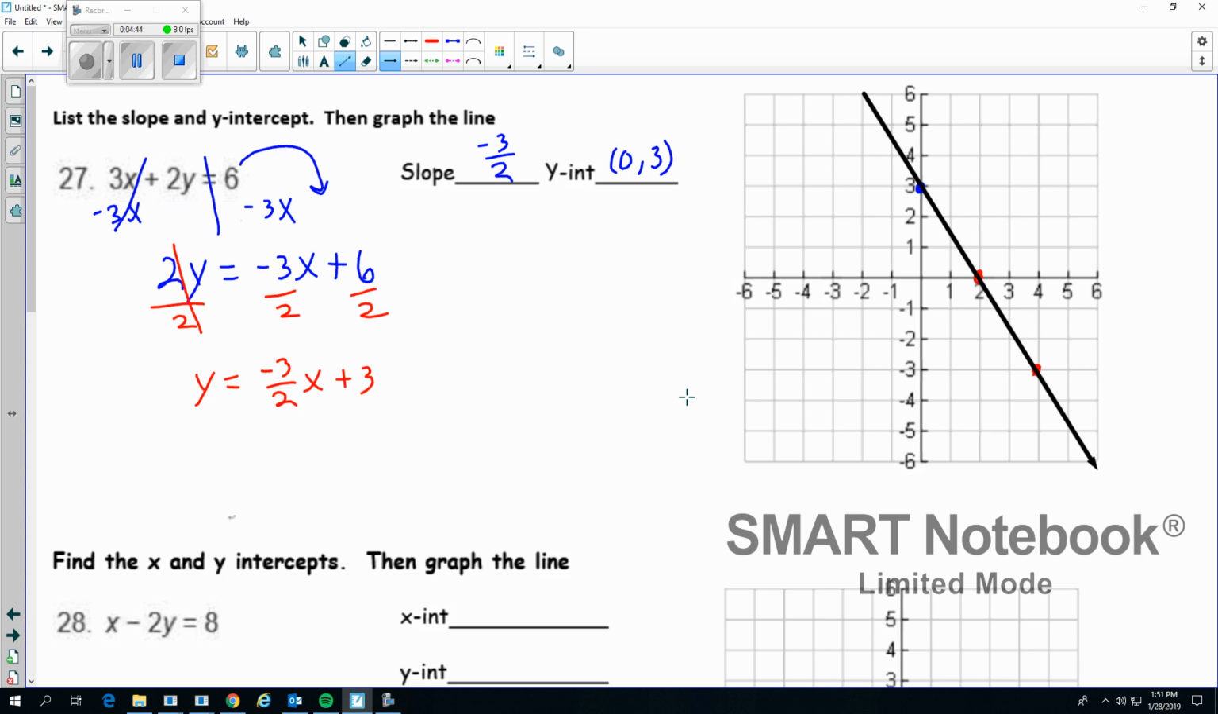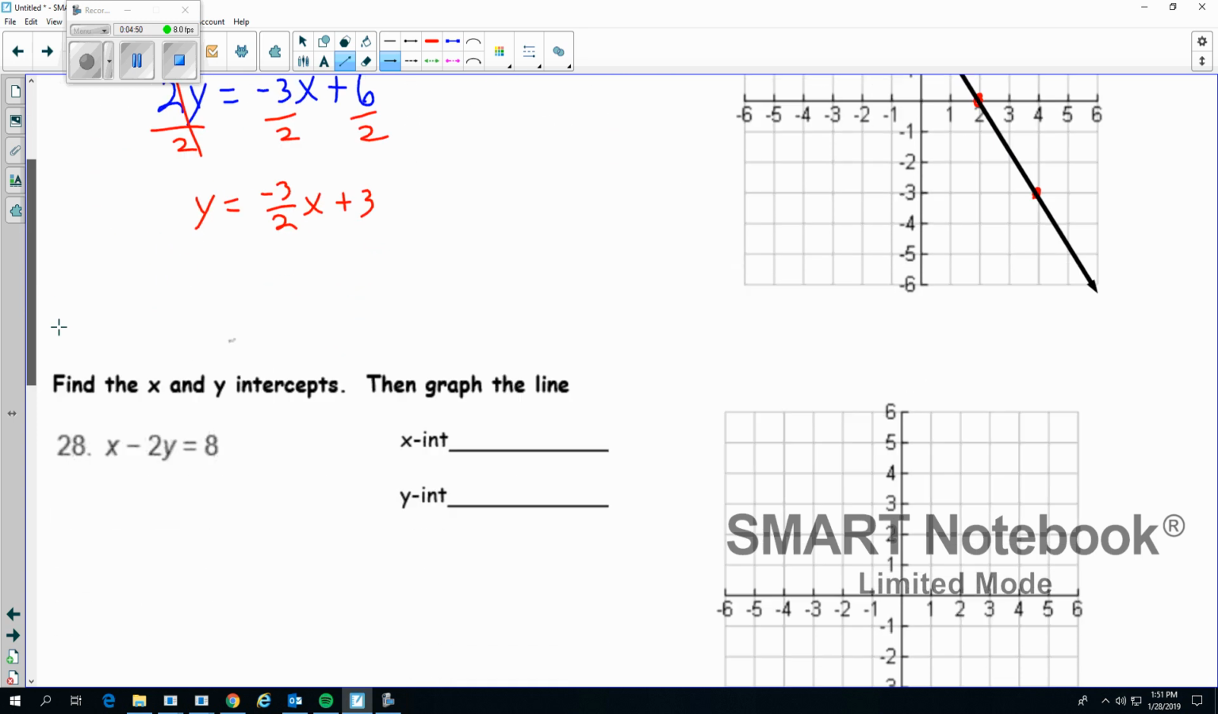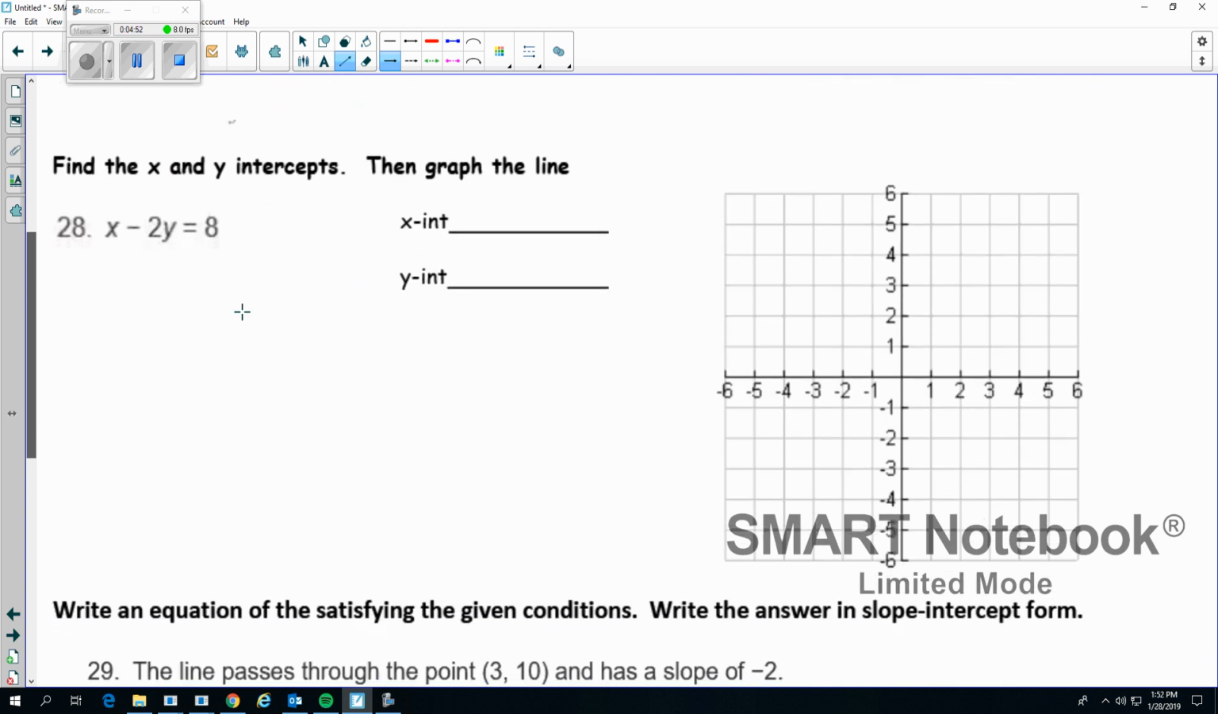So I used the slope and y-intercept to graph that line. All right, the next one, we're going to find the x and y intercepts and then use that to graph it. Okay, so by definition, if I want to find the x-intercept, I'm going to let y equal 0, because that's the only way I can land on the x-axis right here. If y is anything else, I won't land on the x-axis.